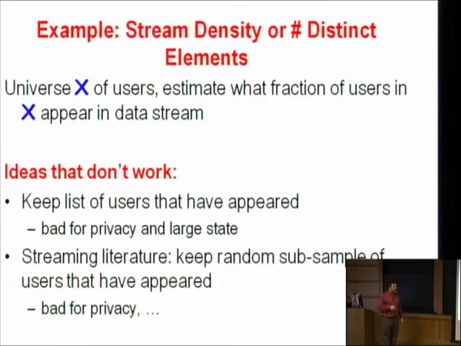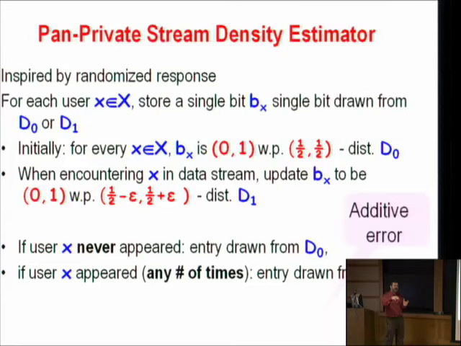So for each user, we store a single bit, bx, which is drawn either according to D0 or D1. Initially, all the bx's are drawn according to D0. And when we encounter a user x in the stream, we resample its bit under D1. We don't care what it was before. So if it had never appeared in the stream, it's drawn according to D0. If it appeared, it will be drawn according to D1.